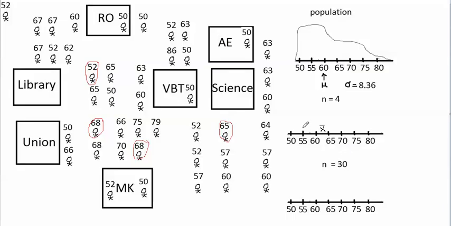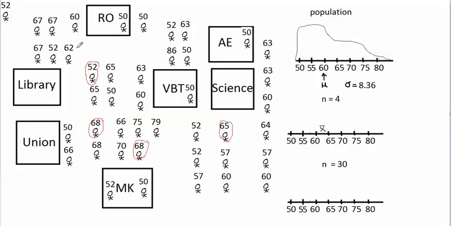Now what if we went out and did our study again, and we found a different group of 4 people? Well, we would probably get a different sample mean. And let's actually try it to see if we do get a different sample mean.